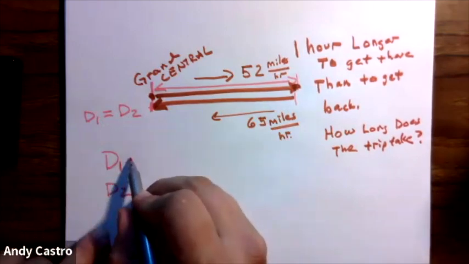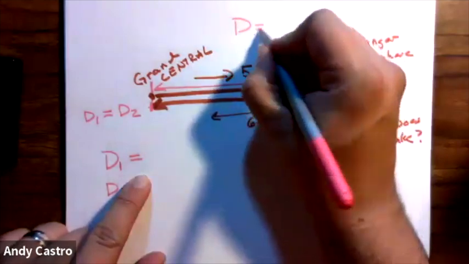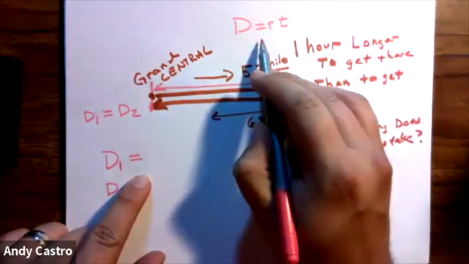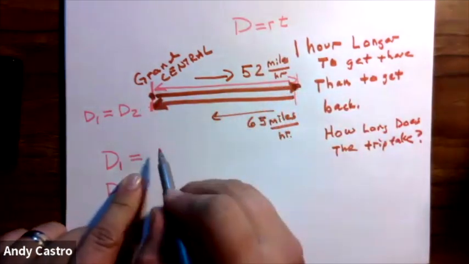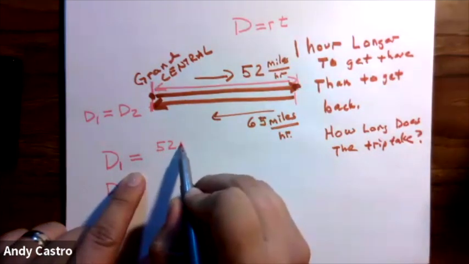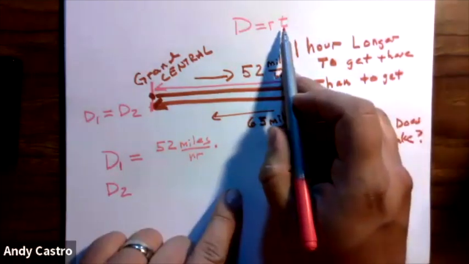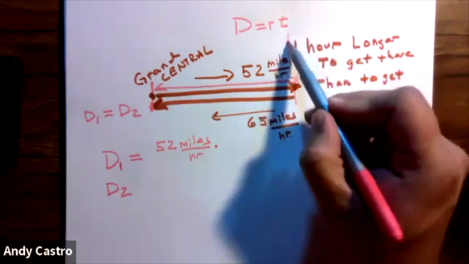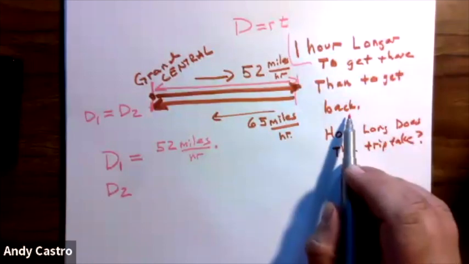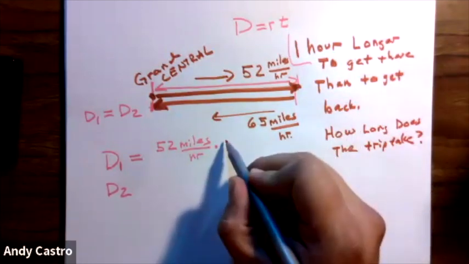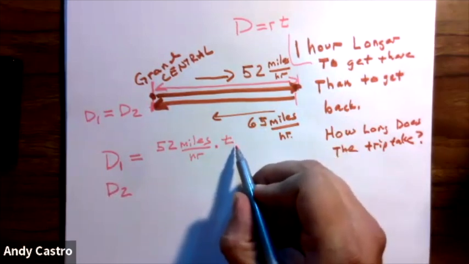So distance 1 is equal to, and this is coming from my dirt equation, the distance is equal to rate times time. So my rate going out is 52 miles per hour times time. But I don't know how long. This is what I know. It's 1 hour longer to get there than it is to get back. So we're going to call this time just T.